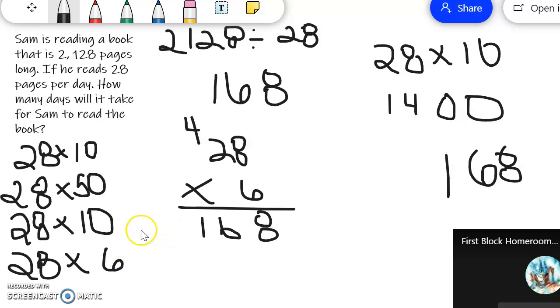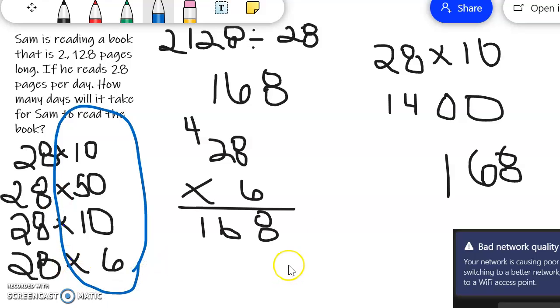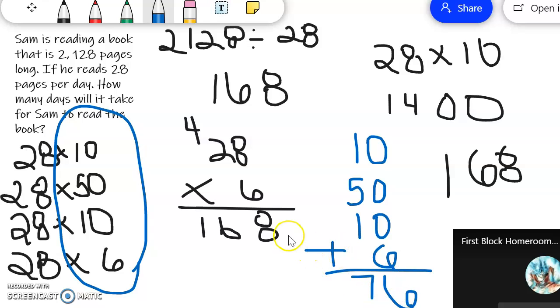You want to know what you do to figure out the division quotient? No, we already subtracted, because we had 168 left. He zeroed us out with 28 times 6. We have nothing left in our dividend. So now, all we need to do to figure out the quotient is to add these numbers together. So 10, 50, 10, 6: 76 days. So what do you think about subtracting to divide now?